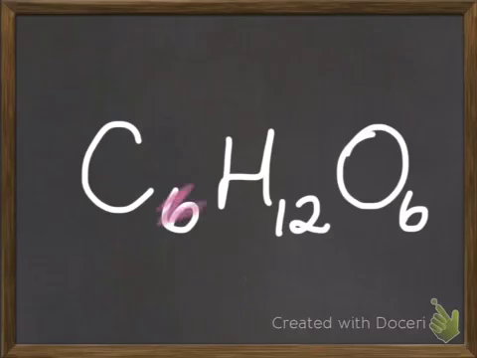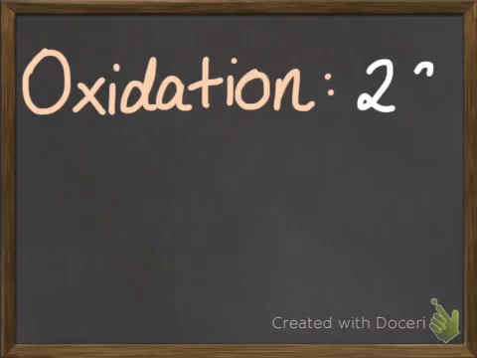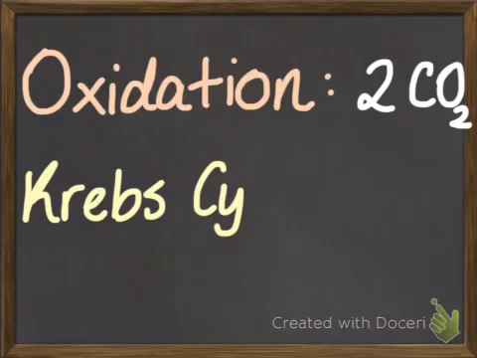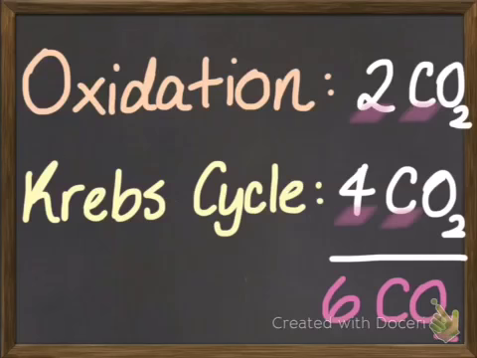We originally started with a glucose molecule that had 6 carbons. In the oxidation of pyruvate, 2 CO2s were made. And in the Krebs cycle, 4 CO2s were made. So there's our 6.